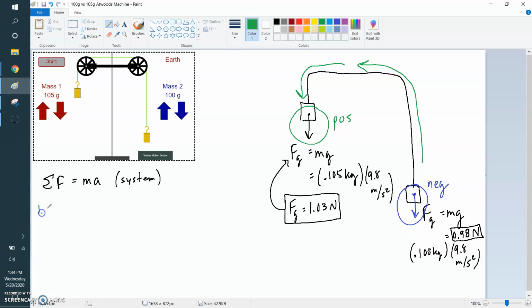So let's go ahead and type that in. So we've got 1.03 newtons minus, or plus negative, 0.98 newtons. That's the sum of my forces. And my mass is going to be m1 plus m2. So 0.105 kilograms plus 0.100 kilograms. All right, that's the mass of the entire system.